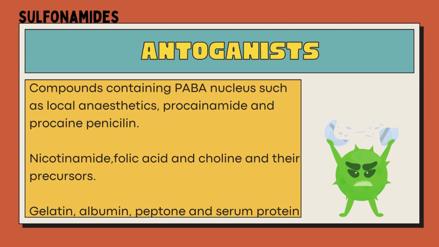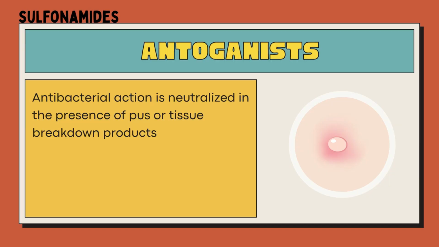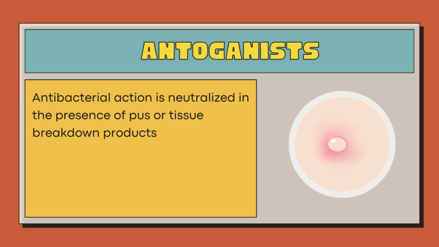In continuation of antagonists of sulfonamides, such compounds also include agents such as nicotinamide, folic acid, choline and their precursors, gelatin, albumin, peptone, and serum protein with which the sulfa drugs bind. Antibacterial action is neutralized in the presence of pus or tissue breakdown products that contain thymidine and purines, which are utilized by bacteria bypassing the need of folic acid.